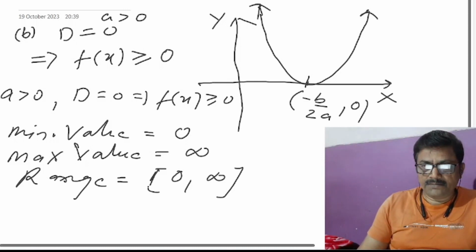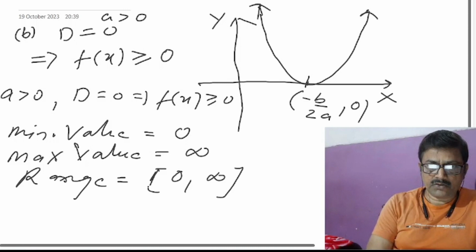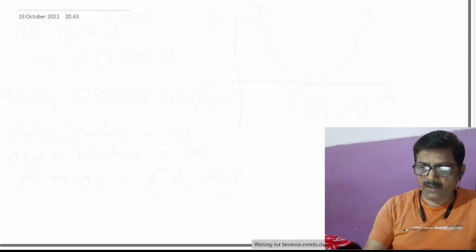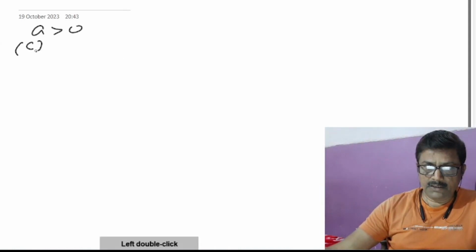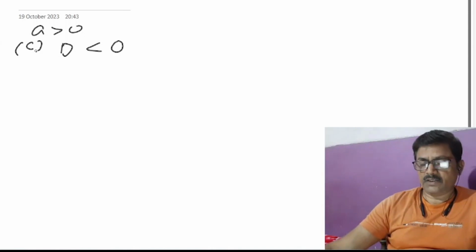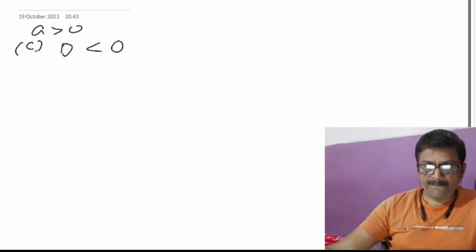So you learned that f(x) will be positive or equal to 0, and the minimum and maximum value. Now I will take the third case, so I am taking a new page. Our A was positive, and under this condition I am taking discriminant less than 0. Discriminant is negative, means there is no real root. There are imaginary roots.